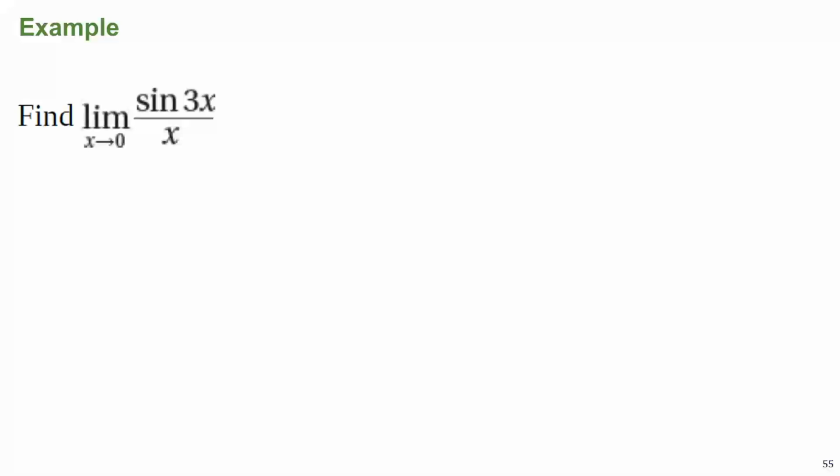Well, we know that the limit when x approaches 0 of sine x over x will give us 1, right? But here, these two inputs are not equal. We have a 3x in the numerator and x in the denominator. So first of all, we need to convert them to some equal quantities.